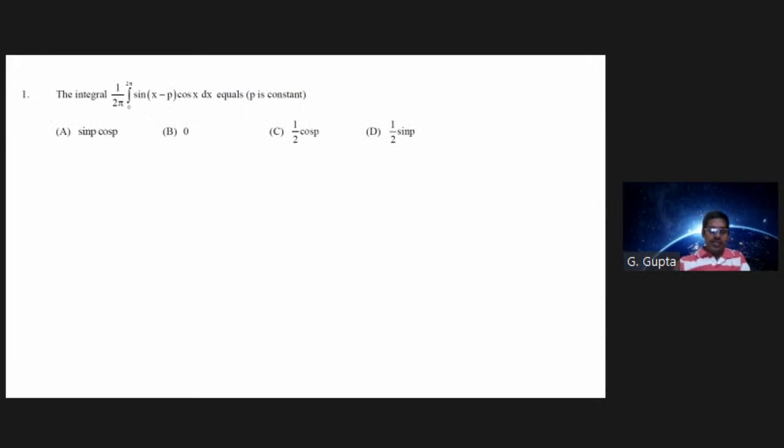This is a GATE question. The question is, the integral 1 by 2 pi, integral 0 to 2 pi, sine of x minus p cos x dx equals, where p is a constant. See, it's a rare case where your answer may not match the given options. If none of the options match your answer, then everyone gets full marks.